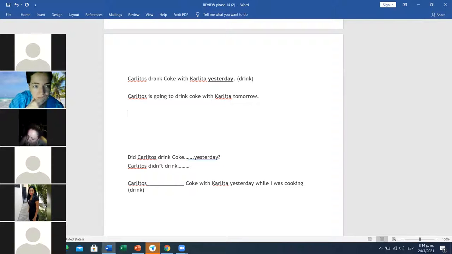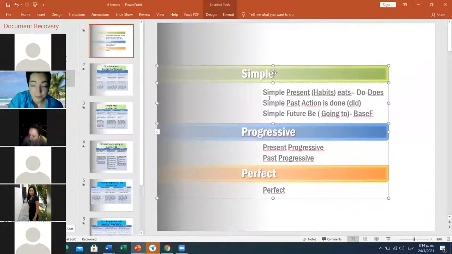Siempre empezamos con auxiliar. ¿Es Carlitos? Going to drink coffee. Excellent. Yeah. Excellent. Ya tiene la idea. Now, we have the progressive or continuous. Que están en el present and the past. And there you go. Yes.